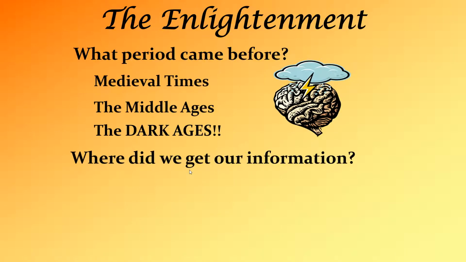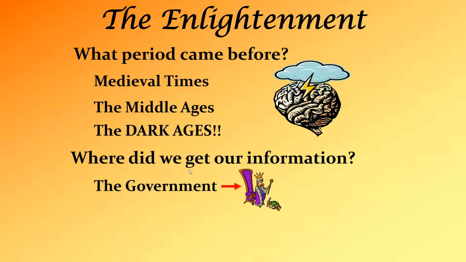Before this period of being inspired by the Renaissance and then into the Enlightenment, where did we even get our information? How did we get the things that we did know, the very little that we did know? Well, first it came from the government, where you questioned nothing. Whatever the king or queen or whoever was ruling your local area said, that went. And if you challenged it, you suffered severe consequences.